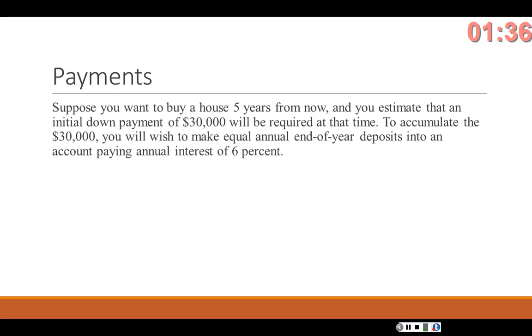So here's an example. You want to buy a house in 5 years. You estimate the down payment is $30,000. To get this $30,000, you want to make annual end-of-year deposits into an account that pays annual interest of 6%.